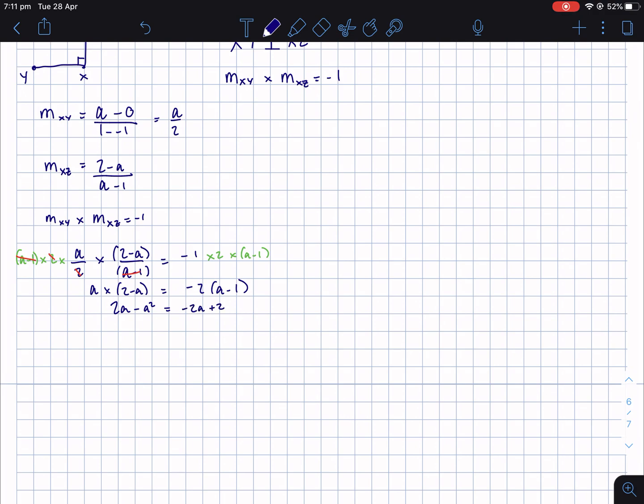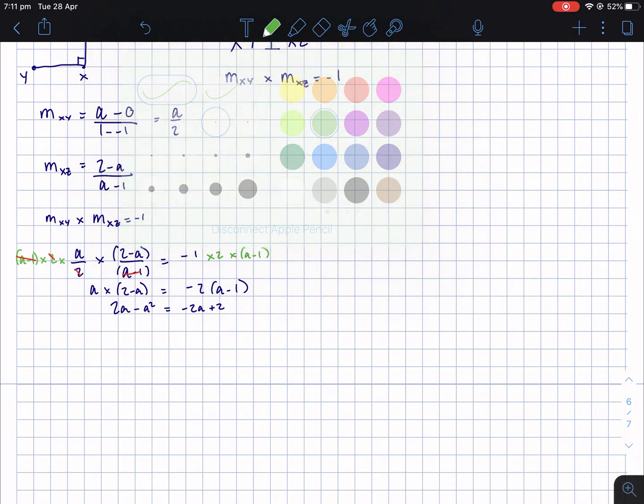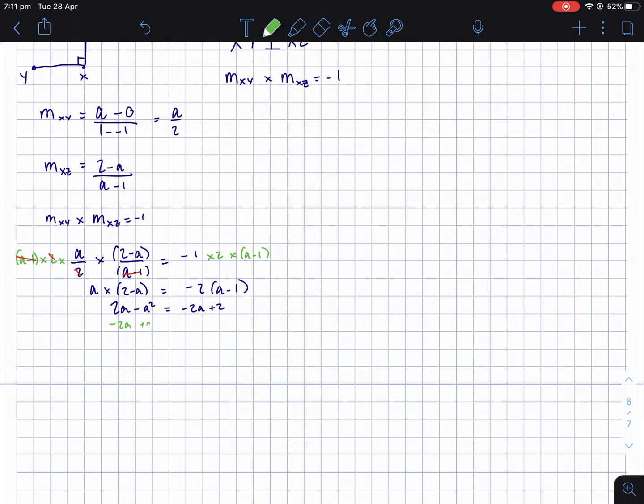Let's get everything over to the right. I just don't fancy having a -A squared. I'm not in the mood. So let's take 2A plus A squared, take 2A plus A squared. So I get 0 on the left, I get A squared take 4A plus 2. Let's keep solving this. We're not long to the end, we're close.